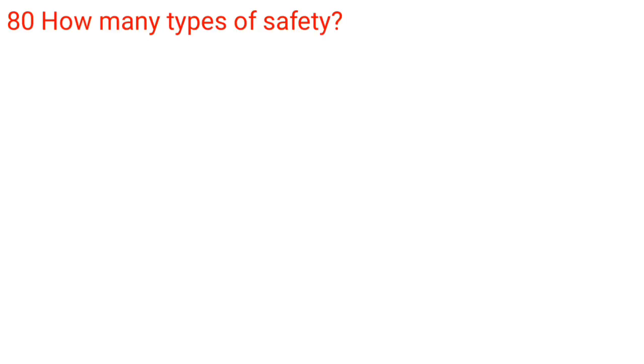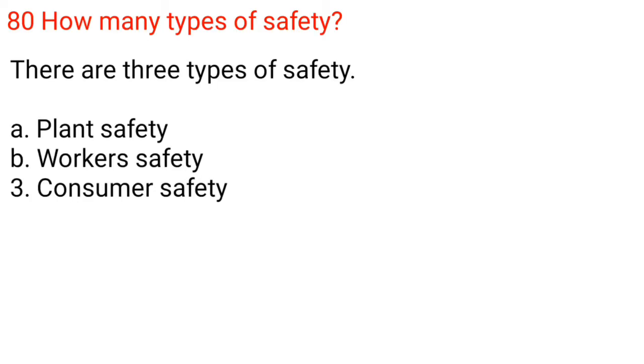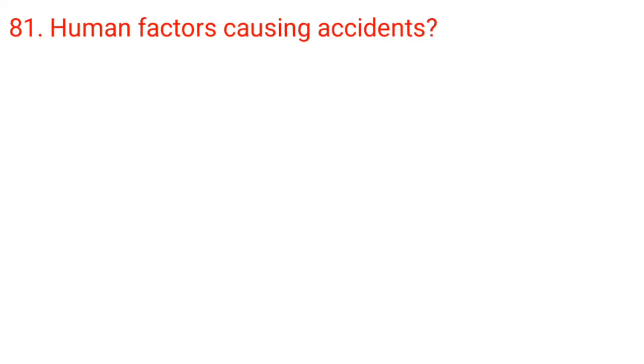80. How many types of safety? There are 3 types of safety. 1. Plant safety. 2. Worker safety. 3. Consumer safety.